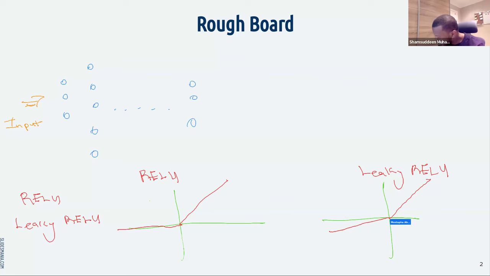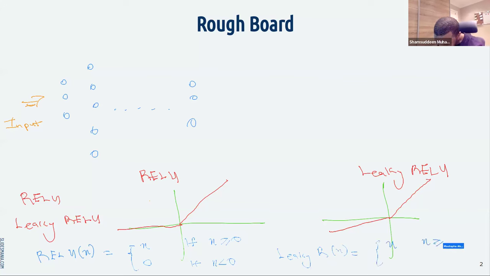Remember, ReLU returns x if x is greater than or equal to zero, and returns zero if x is less than zero. That is okay, but the variation for leaky ReLU is still x if x is greater than or equal to zero, but otherwise it returns some small value times x. I'm not sure if it's called alpha, it could be anything, but here it's a very small value, maybe in the range of 0 to 1, I'm guessing.